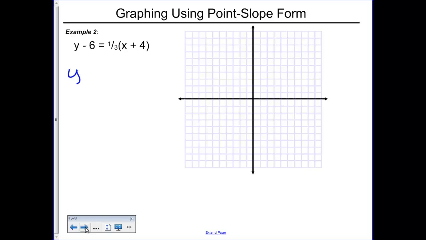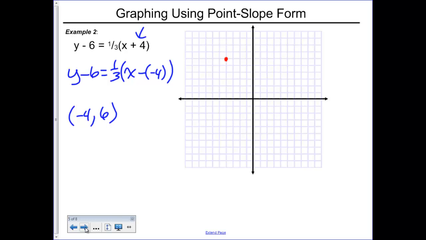Remember here that the 4 was not a positive 4 to begin with. It was a negative 4. So the point that I need to graph is negative 4, positive 6. So we'll go ahead and graph that point, which is 1, 2, 3, 4 left, 1, 2, 3, 4, 5, 6 up.